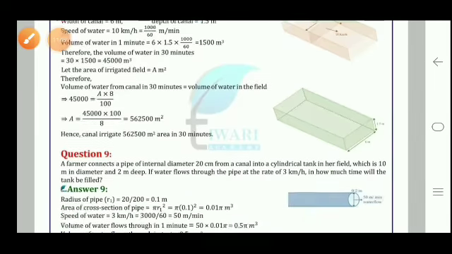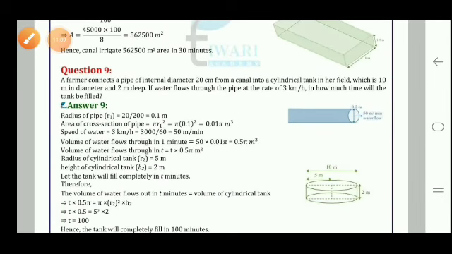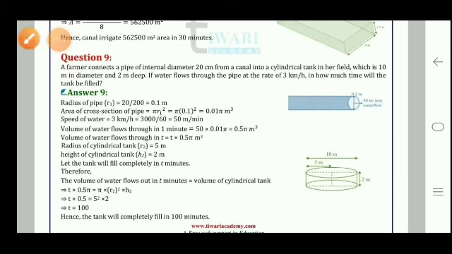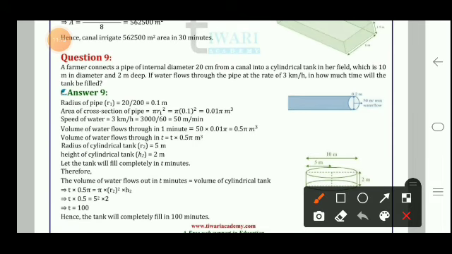Then we have the next question, that is the last question. So in this, what is given? A farmer connects a pipe of internal diameter 20 centimeter from a canal to a cylindrical tank which is 10 meter in diameter and 2 meter deep. If water flows through the pipe at a rate of 3 kilometer per hour, how much time will it take?